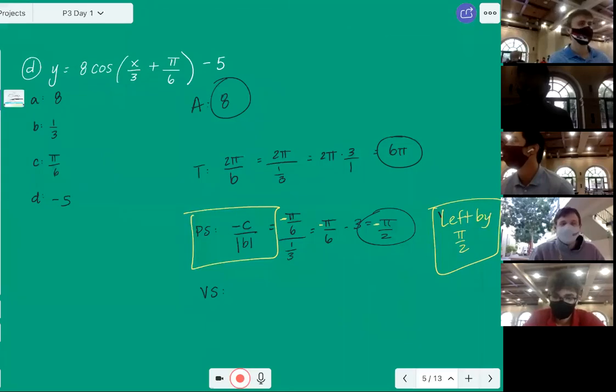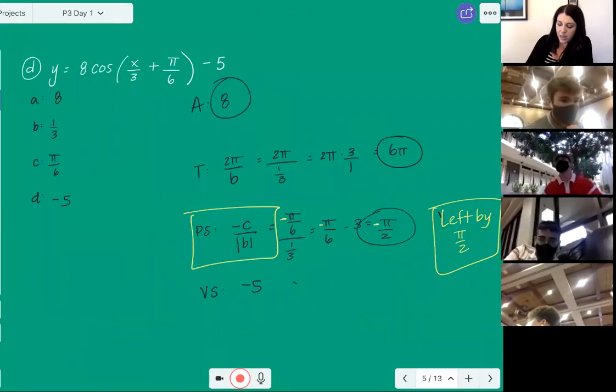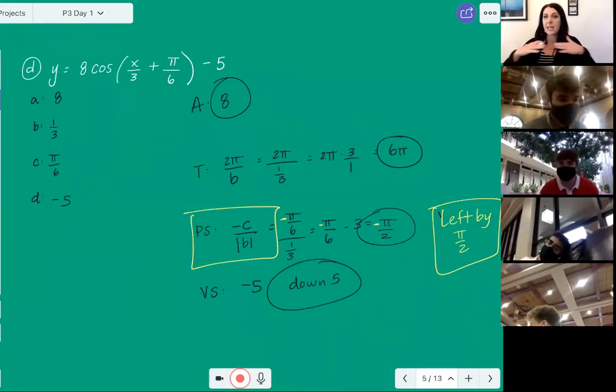Jorge, how about our vertical shift? For the vertical shift, I have -5. Jorge, what does that mean? How did it move? It went down 5 units. Perfect. It went down by 5. Exactly right. So it went down by 5, or the midline is at -5. Those are the two ways to think about that.